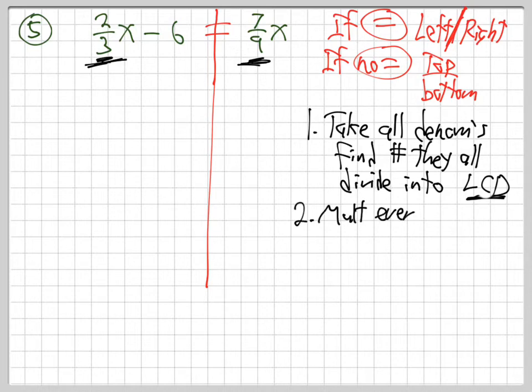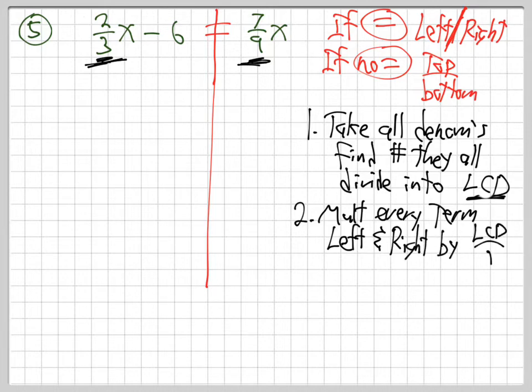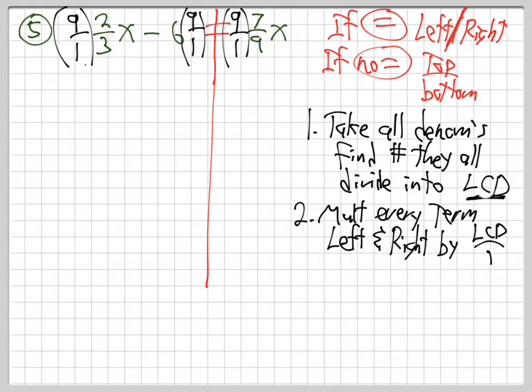So I'm just going to use 9, and what am I going to do with it? Multiply every term, left and right, by LCD over 1. So here we go. 9 over 1, 9 over 1, 9 over 1. See how I did all of them? Because you have to. You've got to have equal treatment, don't you? It's an equation. They're equal. The left and right side are equal. So you've got to do all the terms on the left and all the terms on the right by the same exact thing. And that's the LCD over 1.